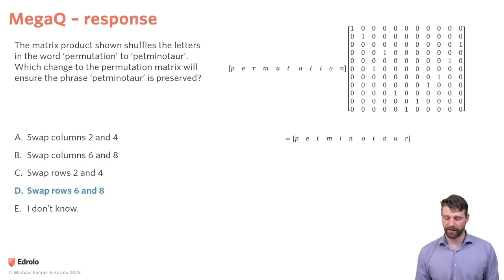Okay, the answer here is to swap rows 6 and 8. So if you used your CAS calculator, hopefully you see that that works. And all this is doing is swapping the t's.